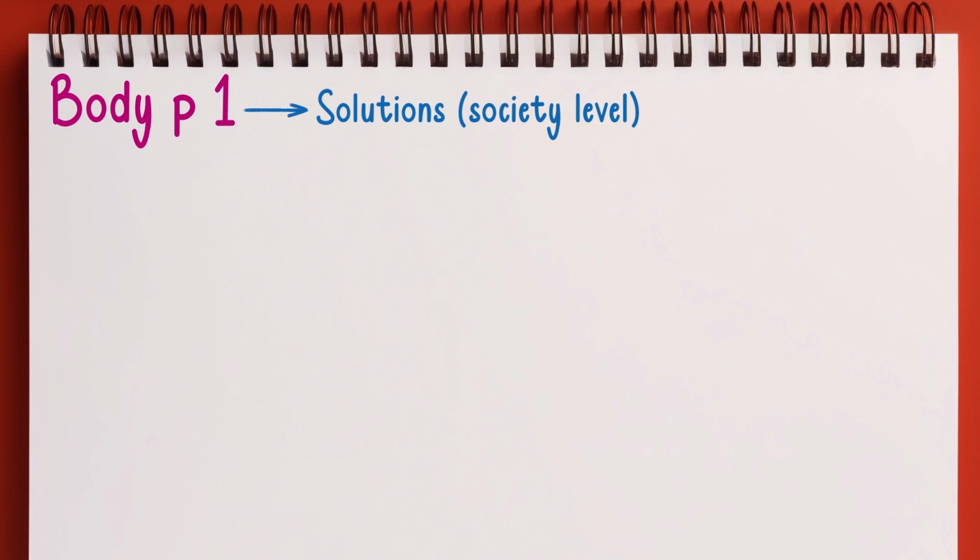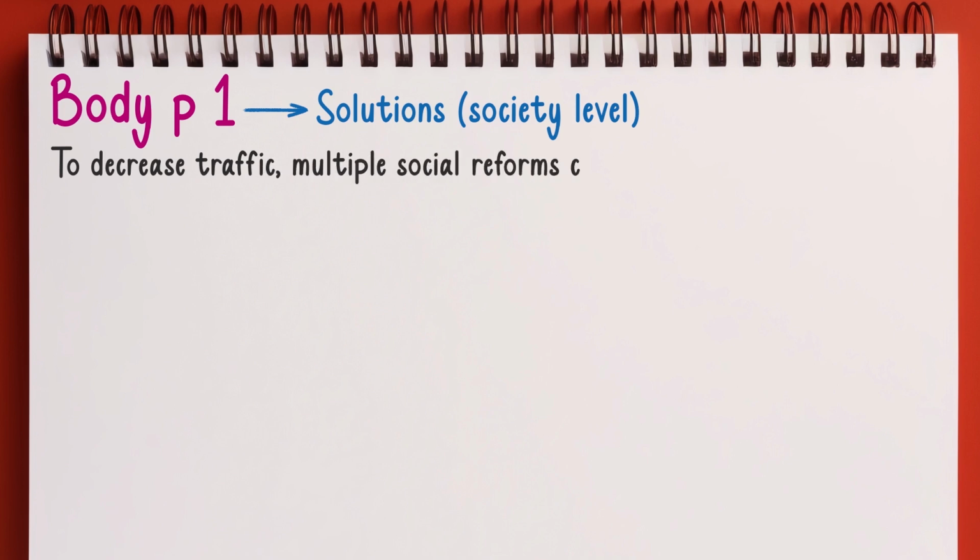Now let's start writing our first main body paragraph, because in this body paragraph we are going to write about social reforms and what society can do. So our first sentence is our topic sentence, and it should be mentioned that we're going to offer some solutions to decrease traffic. So we can start our sentence something like this. To decrease traffic, multiple social reforms could be imposed.